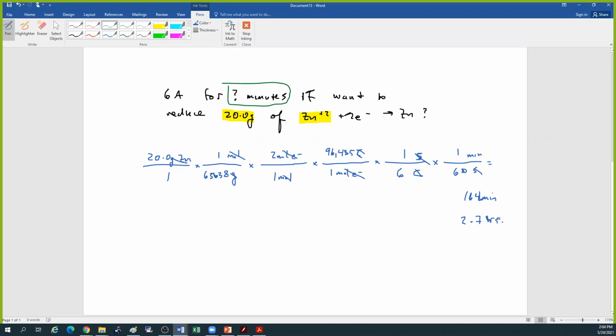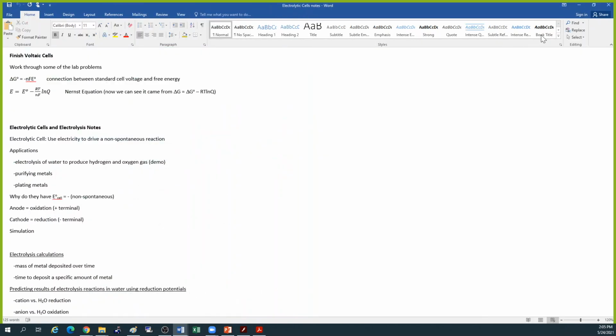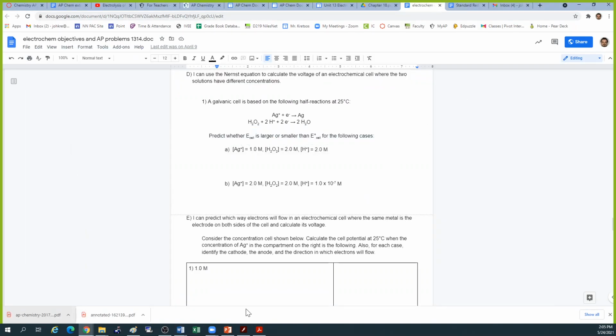But again, this is just to show you effectively Faraday's law, how the electricity is stoichiometrically involved in the reduction process when we do electrolysis. That we can relate the amount of material to the amount of electricity and the time used to produce it. And I think that's as far as I want to go with that today. I think that's a good place to stop.